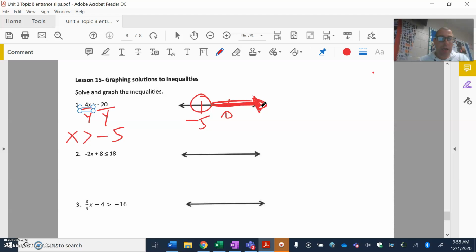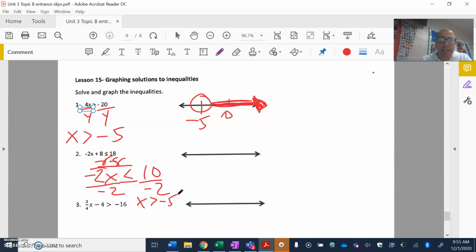Okay, question number 2. Two steps here, not a big deal. Start on the side with your variable. To undo adding 8, we're going to subtract 8 from both sides. So we've got negative 2x is less than or equal to 10. We'll divide both sides by a negative 2, and sound the alarms, people, we're dividing by a negative. So x should be greater than negative 5. In other words, it's the exact same answer as what we saw above.